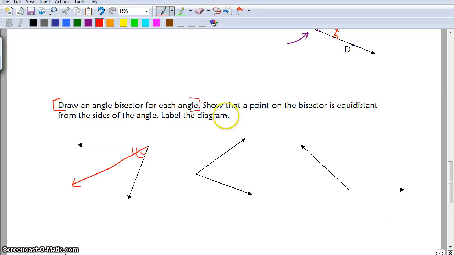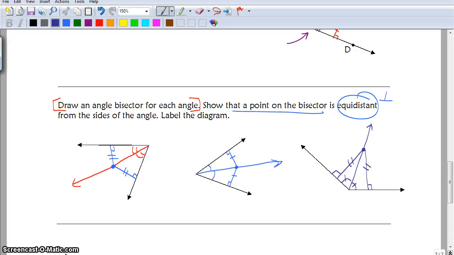And then it says show that a point on the bisector, okay? A point on the bisector. Pick anywhere you want. I'm going to pick, I don't know, right here. Is equidistant. That implies a perpendicular from the sides. So I drop a perpendicular to each of these sides. That's a really, really bad one. I am terrible at drawing this upside down. There we go. These two have to be equal, so I have to put those markings. Okay, go ahead and pause and draw these remaining 2 and press play when you're ready.